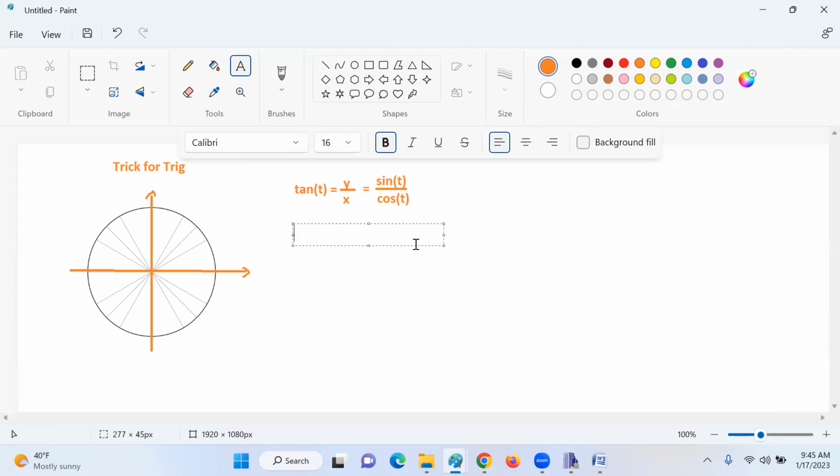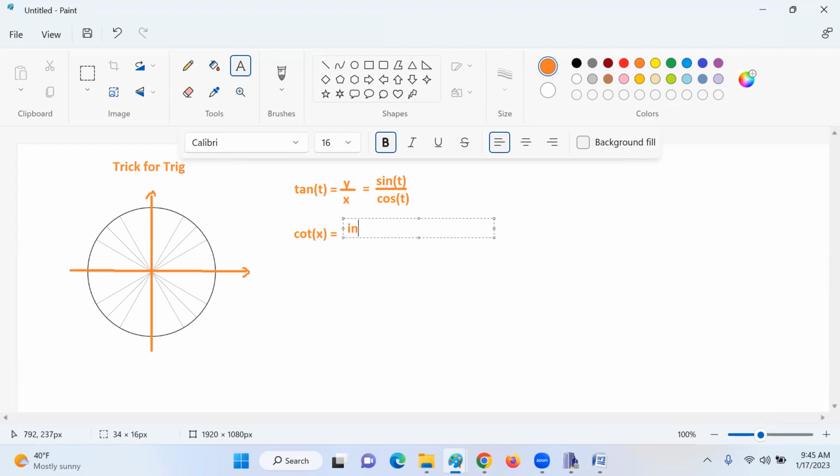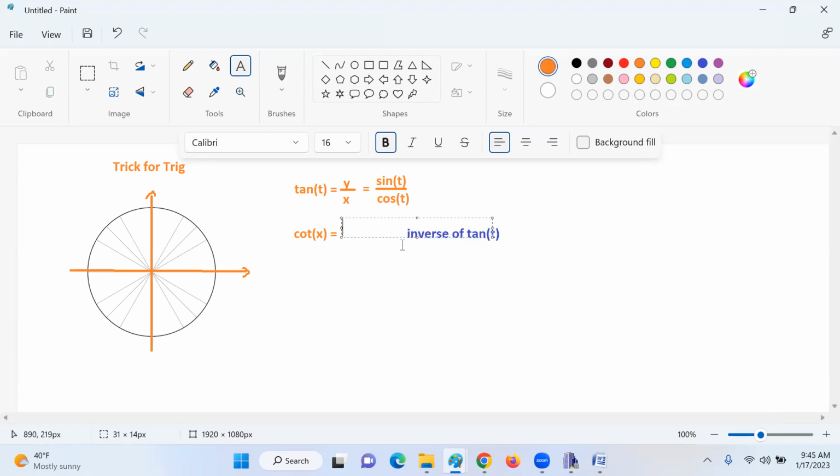I know that it might not be easy, but the cotangent is literally x over y, the inverse of tan. So you can think of the cotangent as cosine over sine, which is x over y. Okay, so this is the inverse of the tangent. Just want to make sure that we have it done. So this is x over y.